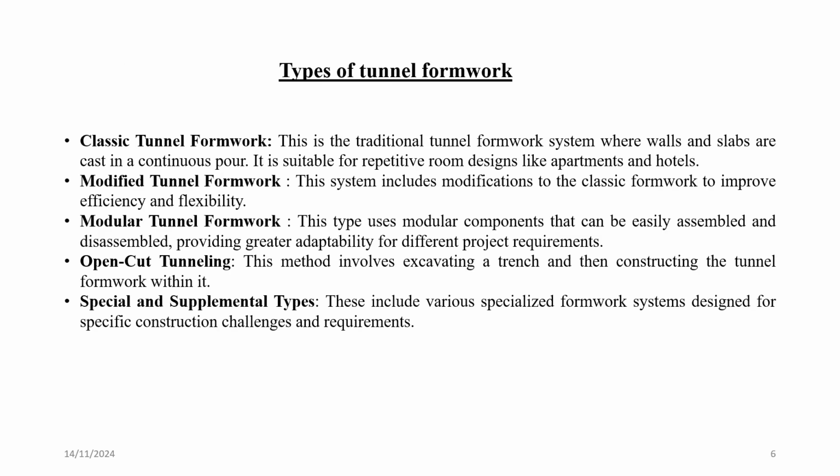Types of tunnel formwork. First, classic tunnel formwork. This is a traditional tunnel formwork system where walls and slabs are cast in a continuous pour. Second, modified tunnel formwork. This system includes modification to the classic formwork to improve efficiency and flexibility. Third, modular tunnel formwork. This type uses modular components that can easily be assembled and disassembled, providing greater adaptability for different project requirements.